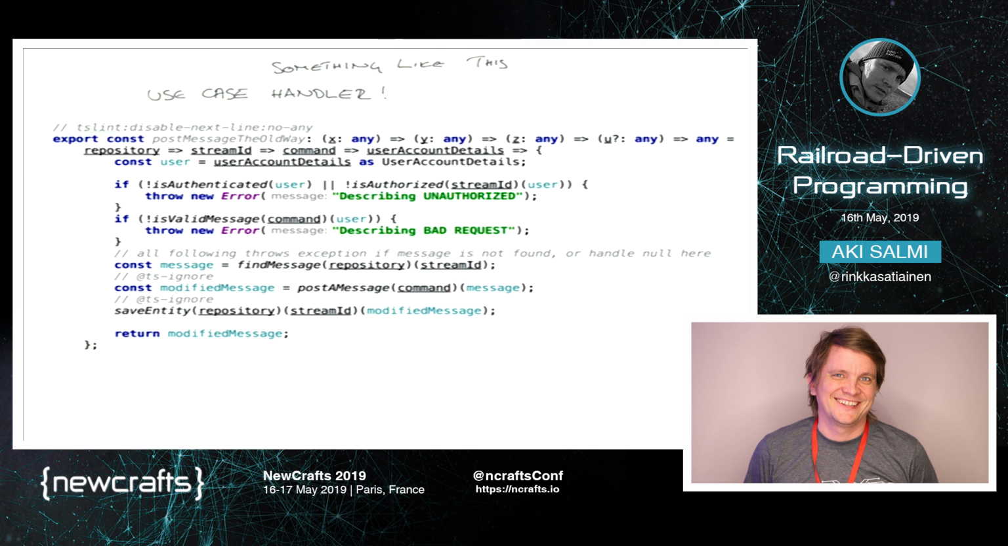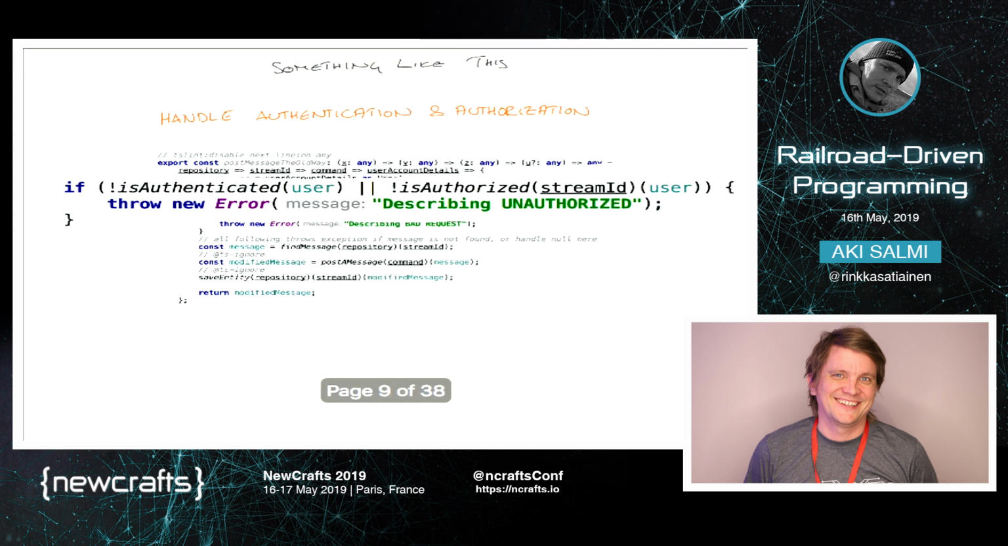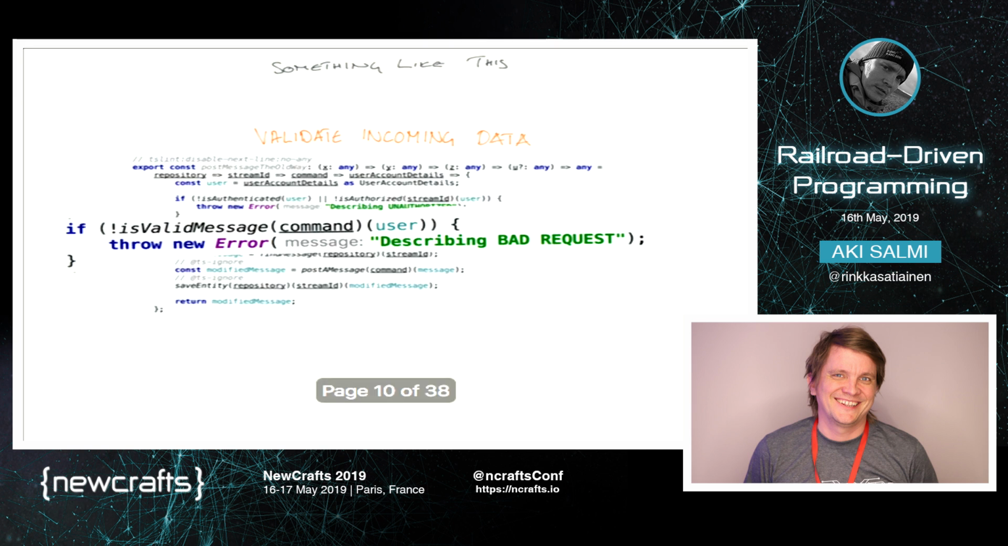So this is the domain, use case, action, the handler, and we can look at it closer. First it checks whether I am authorized to actually perform this thing, and maybe it throws an exception. It validates the input message. Is this a valid message? Is this a safe message to store in the database, for example? And if not, it throws an error.